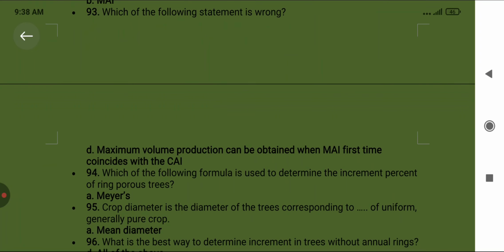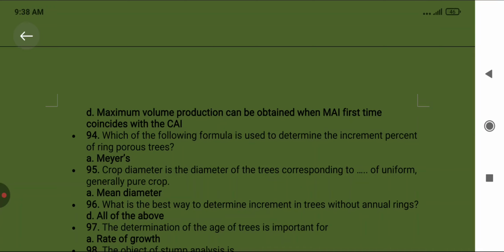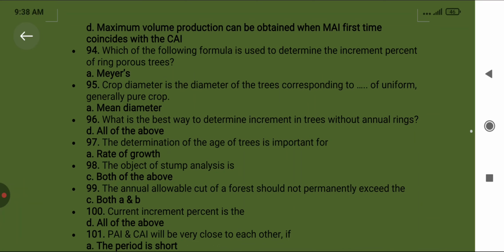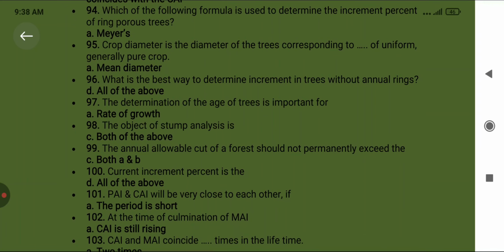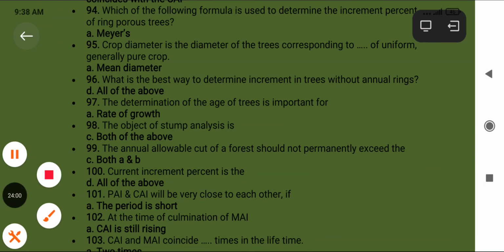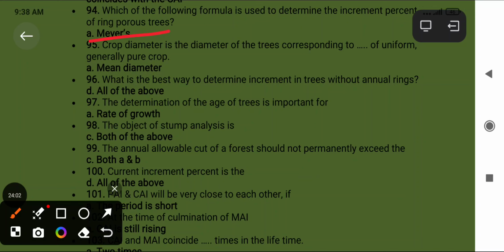Which of the following statements is wrong? The maximum volume production can be obtained when MAI first... Wrong. Okay. Which of the following formulas is used to determine the increment percentage of ring porous? Meyer's formula, the Meyer formula for ring porous. Crop diameter is the diameter of a tree corresponding to a crop of uniform, generally pure, mean diameter. And what is the best way of determining increment in a tree without annual rings?